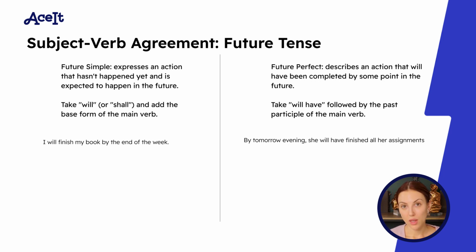Future perfect describes an action that will be completed at some point in the future. To form the future perfect tense, we take will have, regardless of whether you have a singular or plural subject, and then we add the past participle of the main verb. By tomorrow evening, she will have finished all of her assignments.